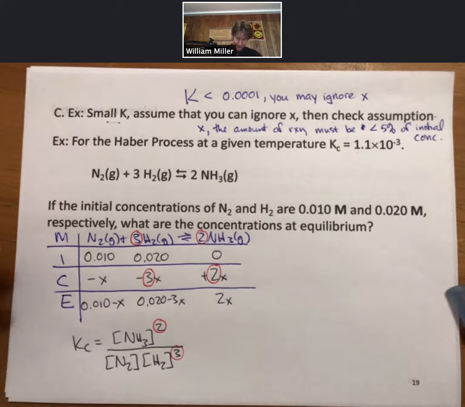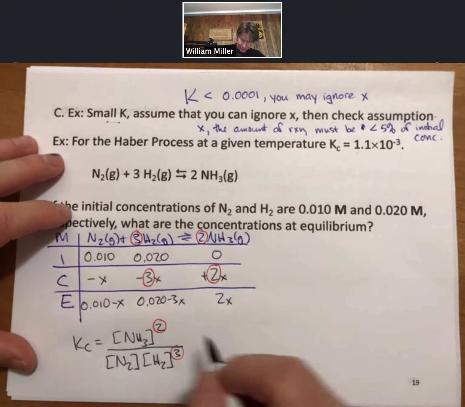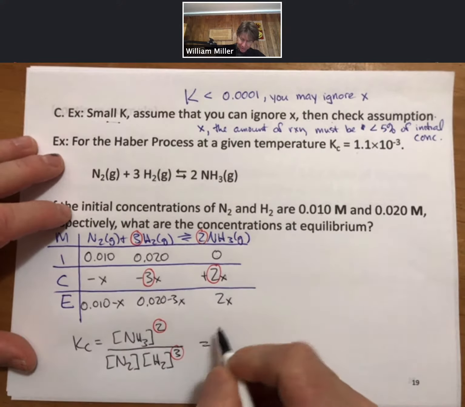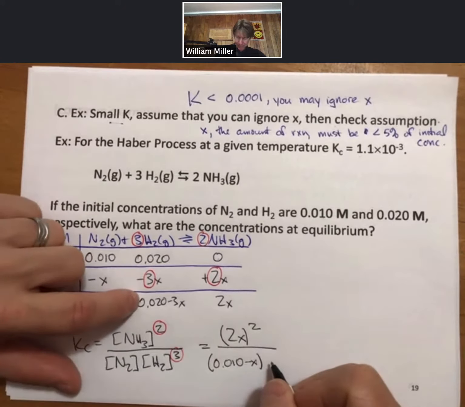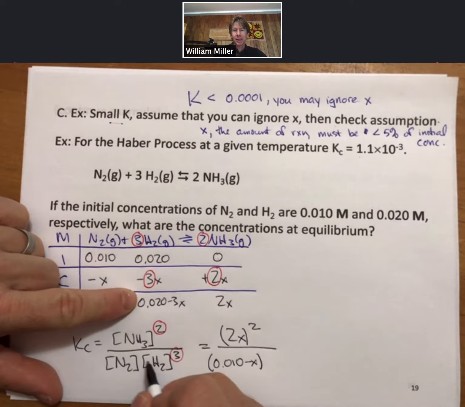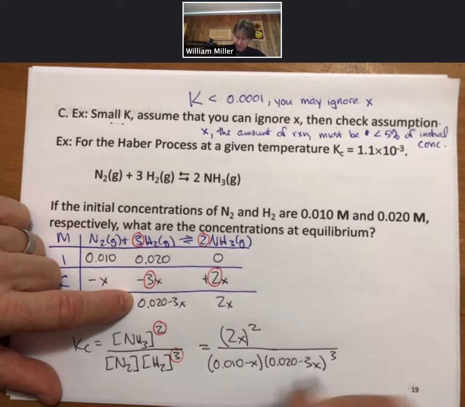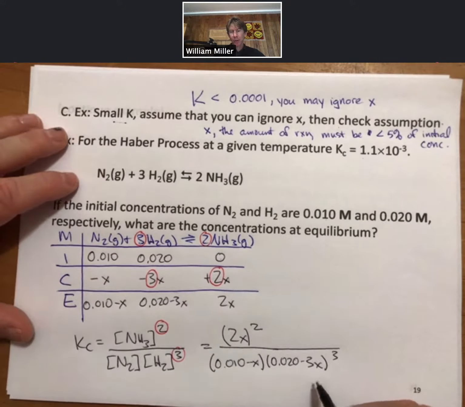All right, so plugging in values now for our equilibrium, we see that we have 2x is our concentration at equilibrium, that gets squared. N2, 0.010 minus x, and that's just raised to the first power. Then hydrogen, 0.020 minus 3x, and that gets cubed. And we have a fourth power here. And I don't know about you, but my ability to solve fourth order polynomials is very limited.